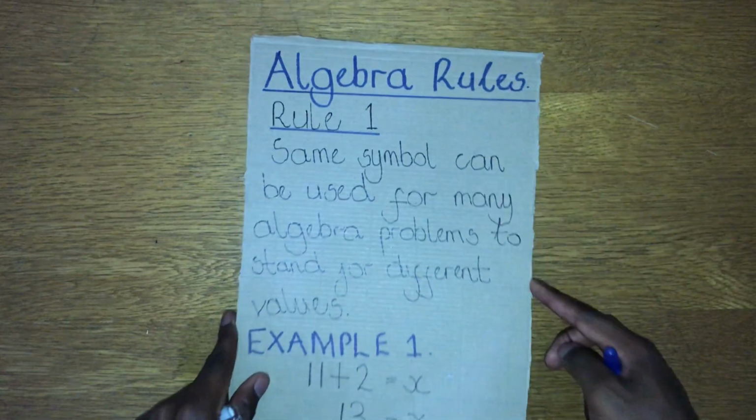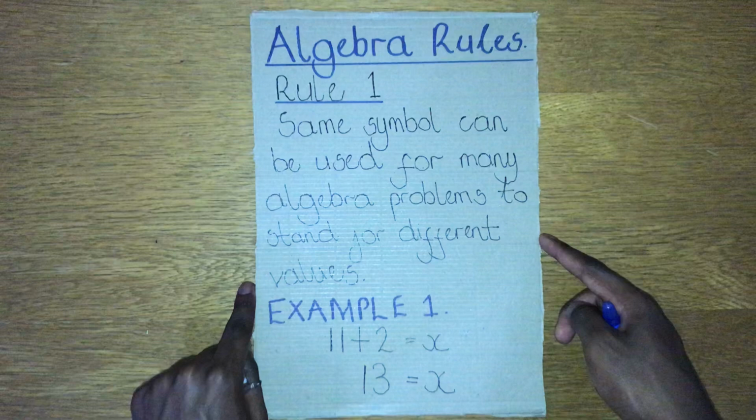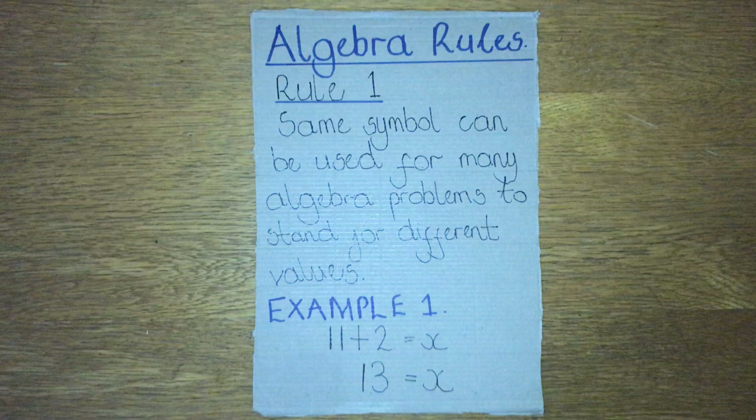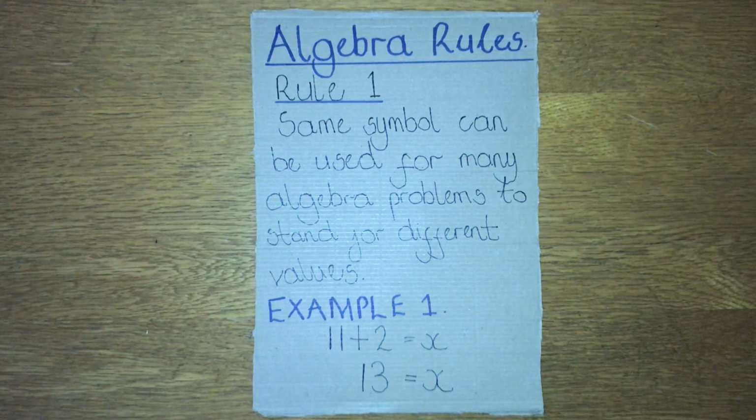Now, let us look at some algebra rules. Rule number 1. The same symbol can be used for many algebra problems to stand for different values. For instance, a very simple, straightforward one: 11 plus 2 is equal to x. Now, we obviously know here x stands for 13, but we already knew that.